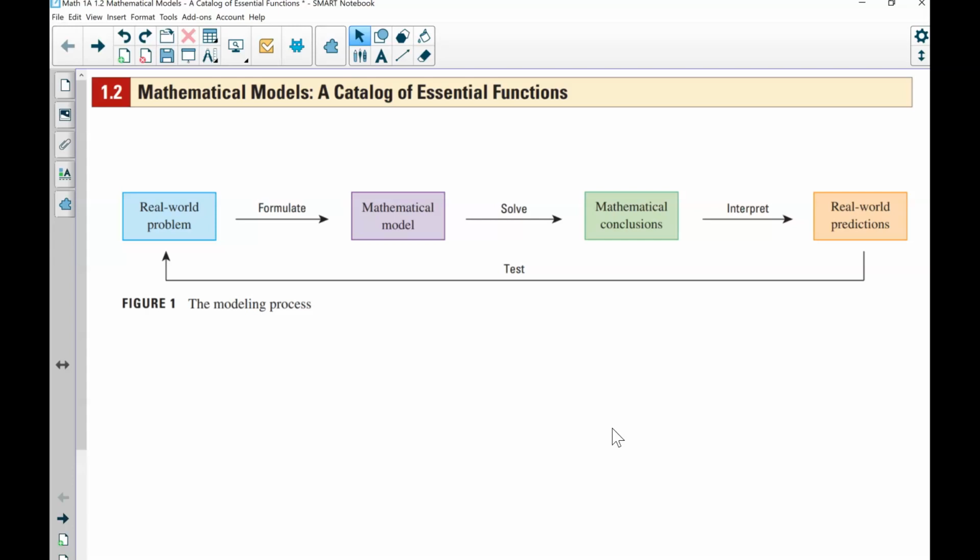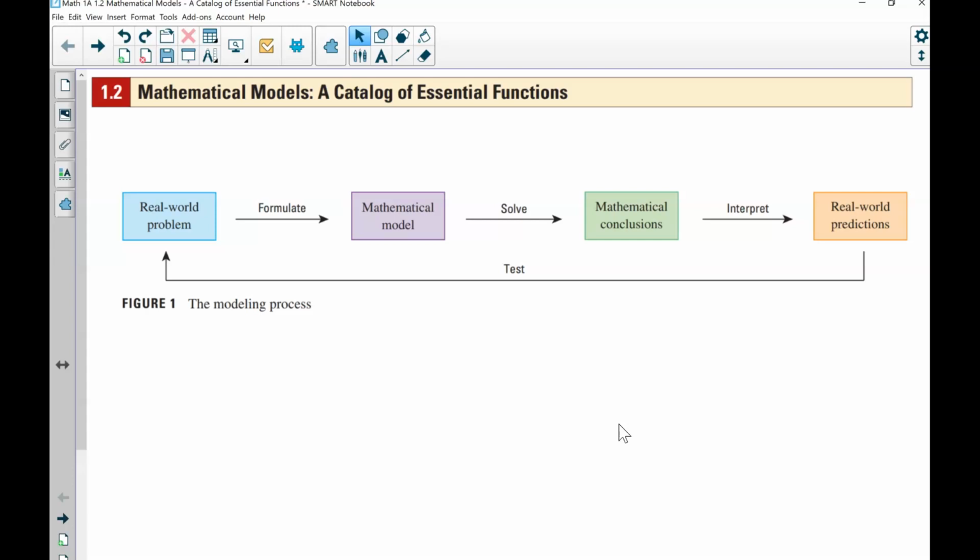If you look at this figure, it illustrates the process of mathematical modeling. You're given a real-world problem, and you formulate the mathematical model, then generate mathematical computations to form mathematical conclusions, and then interpret the real-world predictions.